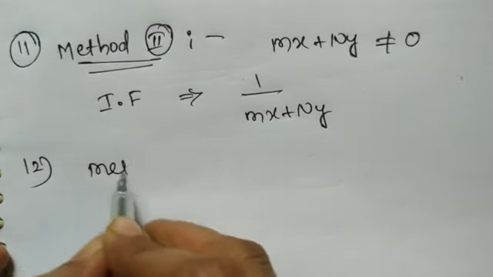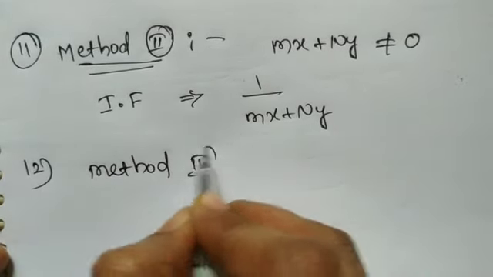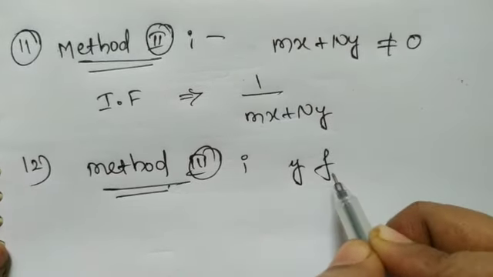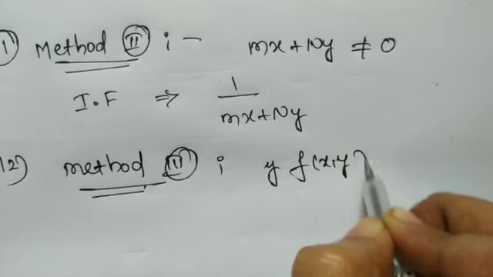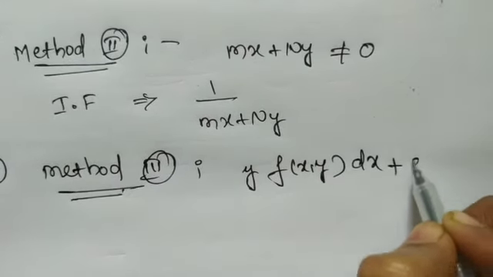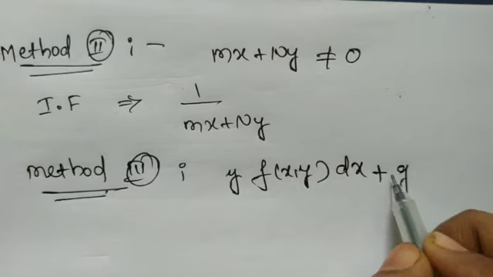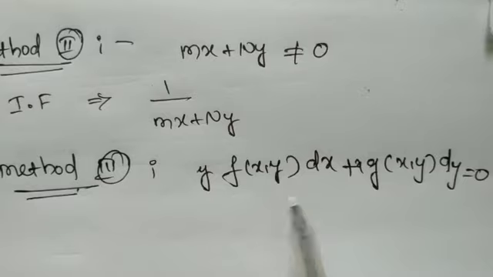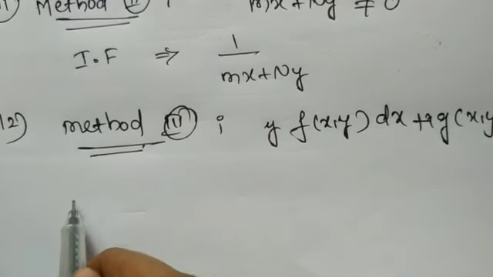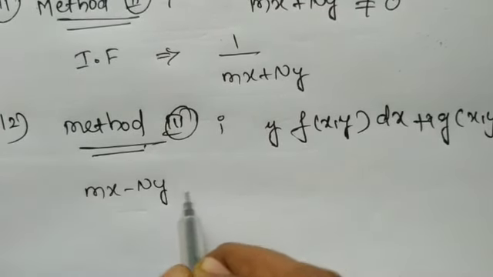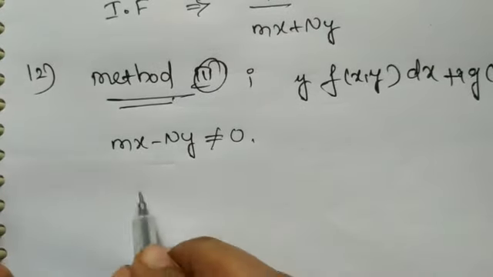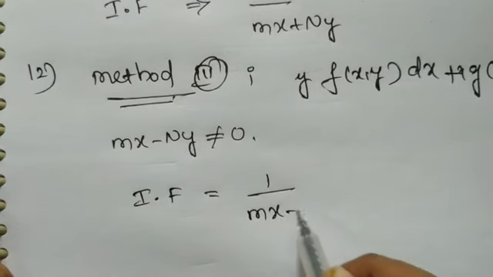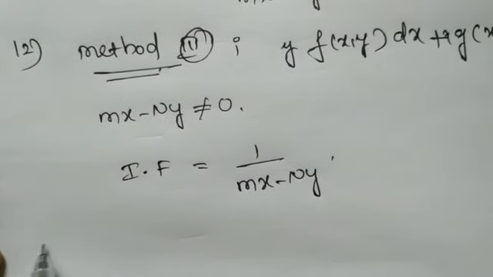Next one, method 3. What is method 3? Method 3 problems are in the form of y into f of x comma y dx plus x into g of x comma y dy equal to 0. In method 3 problems, Mx minus Ny is not equal to 0. Then the integrating factor of method 3 is 1 by Mx minus Ny. Next, method 4.